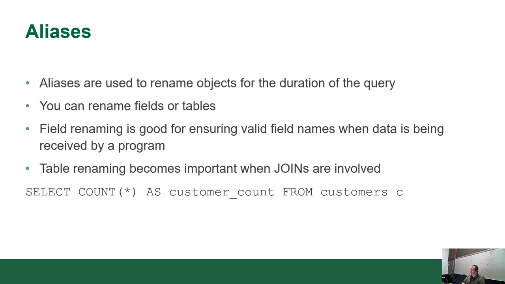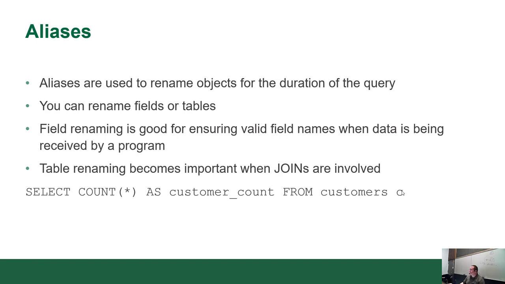Field renaming is a good way of ensuring valid field names when the data is being retrieved by a program, something written in Java or PHP, because sometimes you may end up with some really weird field names that may not work out so well. And if you start doing joins, which I'll be talking about towards the end of this class, the renaming becomes important because it lets you give table names shortcut names so that you don't have to type in the big table names. If you're renaming a column, you have to use the keyword as with whatever the column name is. If you're renaming a table, you don't include the as.